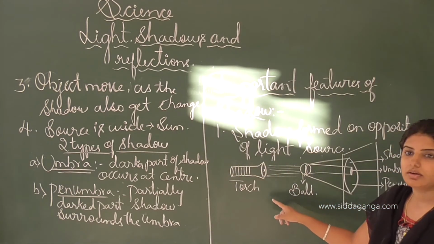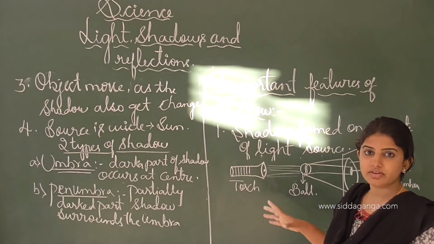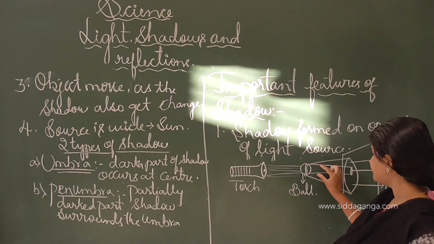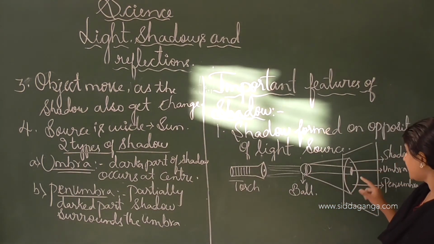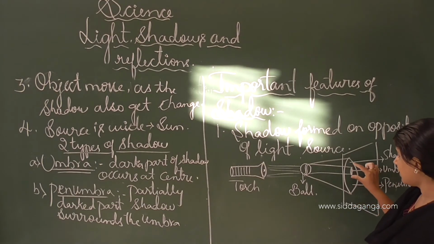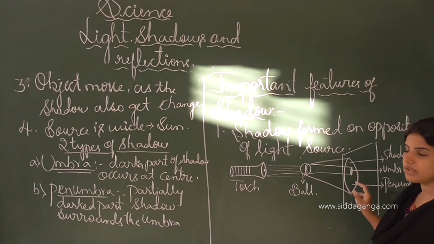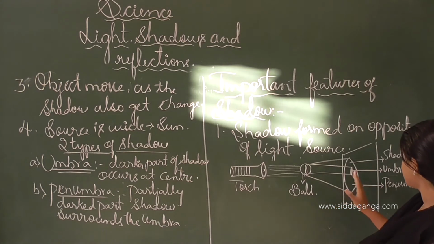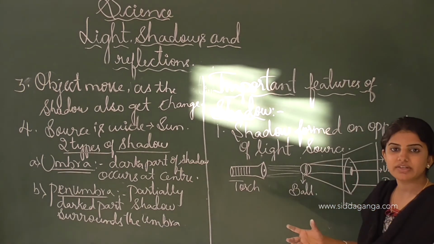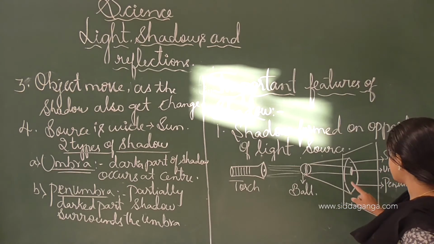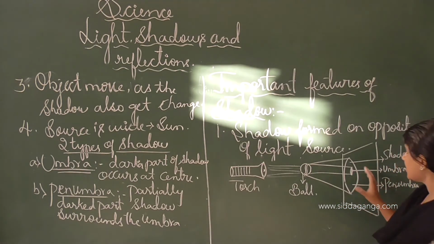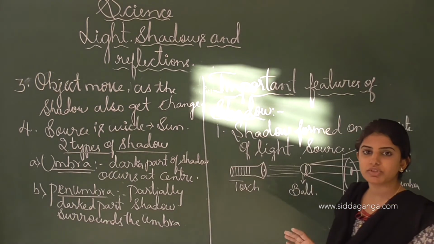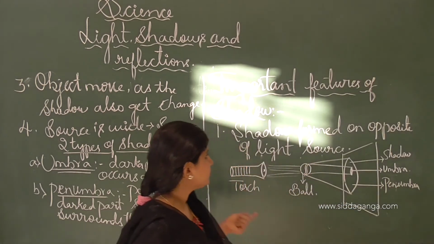Here I took the torch, and the rays of the torch fall on an opaque object like the ball, and a shadow is formed, and that is the umbra stage. The umbra type of shadow is formed at the center only, so that's why we call it umbra. Beside this shadow, some light falls in a partial way and surrounds the umbra, which is called the penumbra. The total surface is the shadow, and here it is the screen. So this is all about the important features of the shadow.